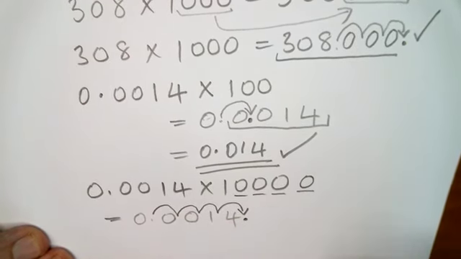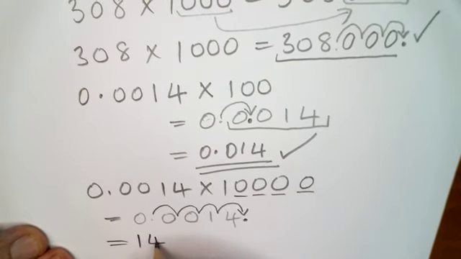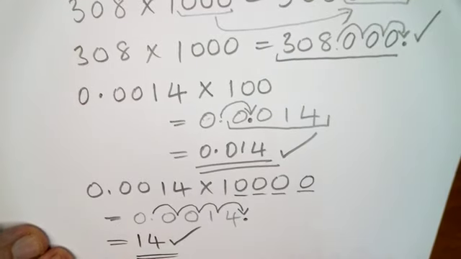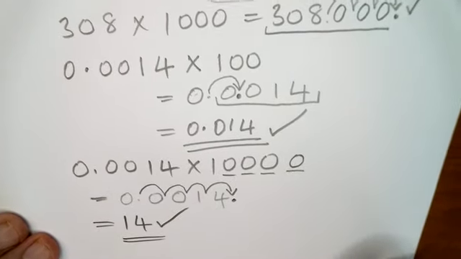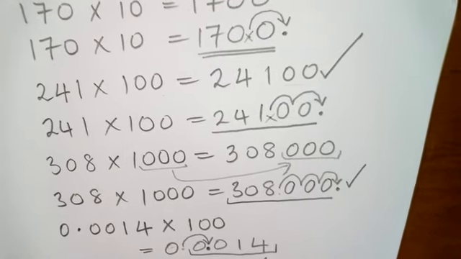This now is the new place, and so we no longer need these placeholders because they're leading zeros. We don't need leading zeros. So the answer is going to be 14 point something, or 14. And there's my answer. Let's just try one more. I'm going to move some paper out of the way.